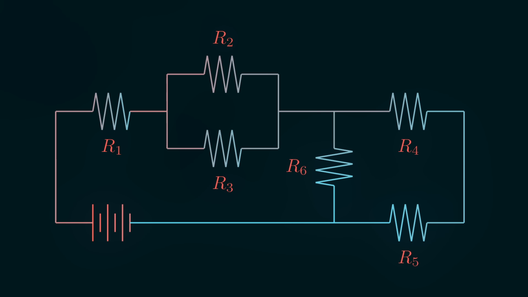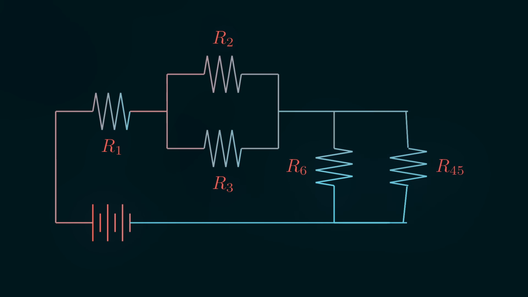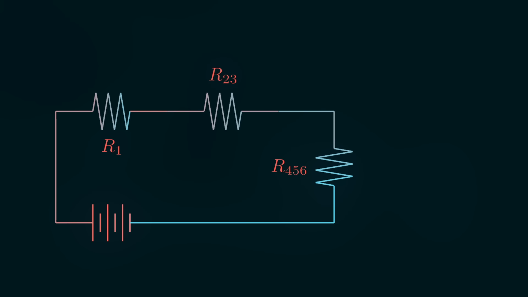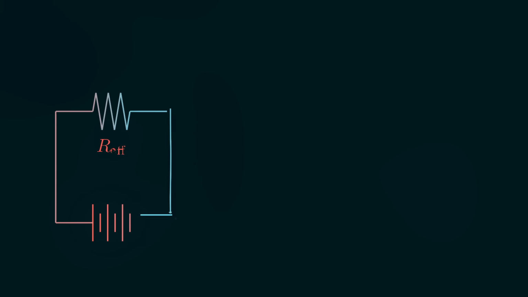R4 and R5 are in series, one after the other, so we can add them up. R4,5 and R6 are in parallel, so we can add their inverses. R2 and R3 are also in parallel, so we can add their inverses. And lastly, we can add up the 3 remaining resistances since they're in series.